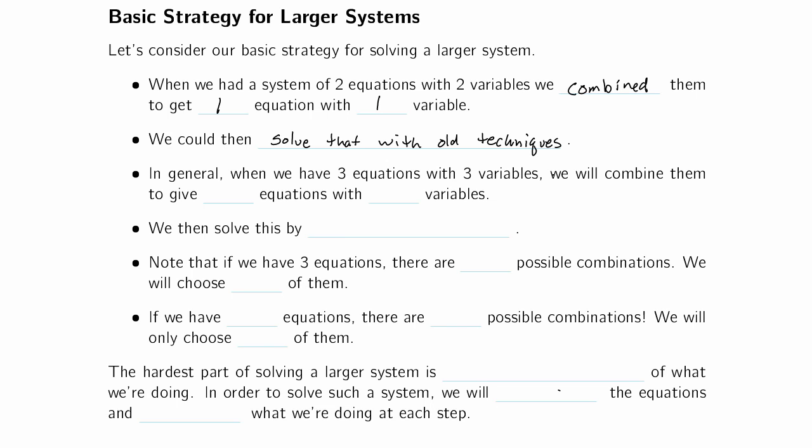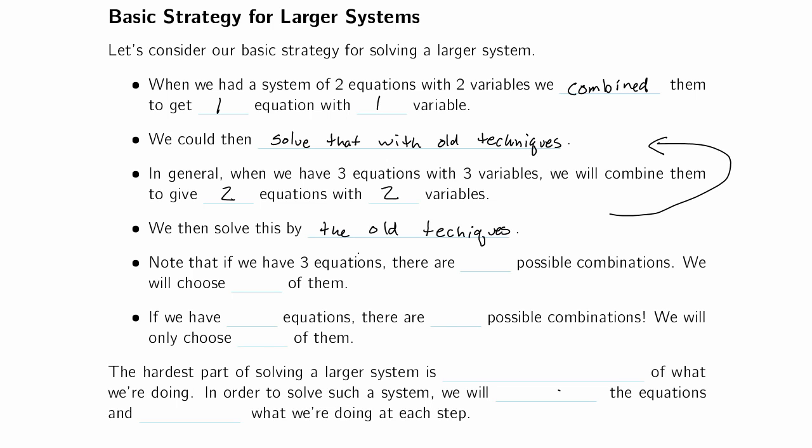In general, unless we're very lucky, when we have a system of three equations with three variables, we will combine them to get two equations with two variables. Once we have a system of two equations with two variables, we solve that system by the old techniques. So the old problem, solving a system of two equations with two variables, is now one step in the problem of solving a system of three equations with three variables.